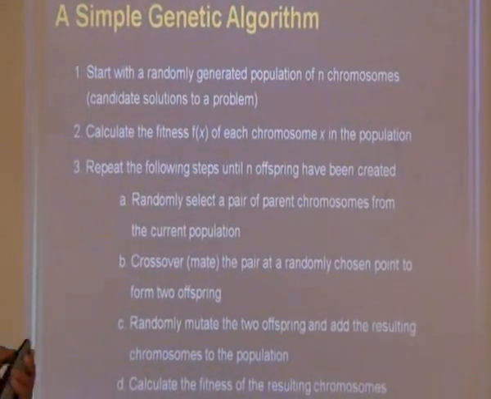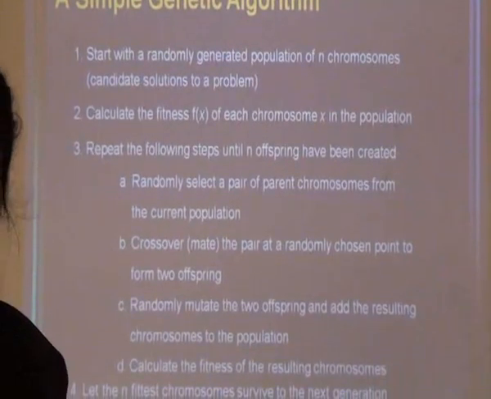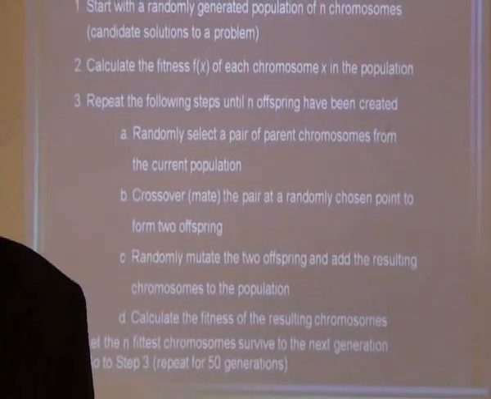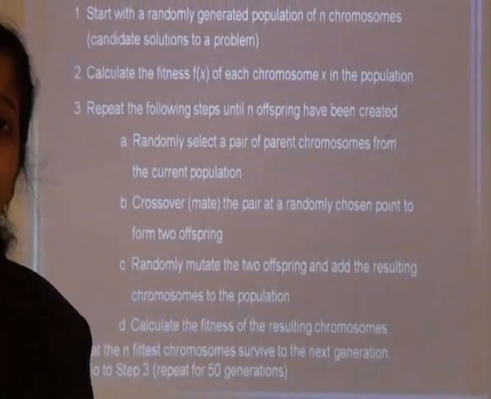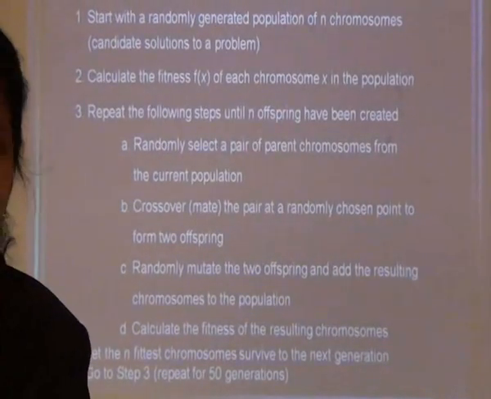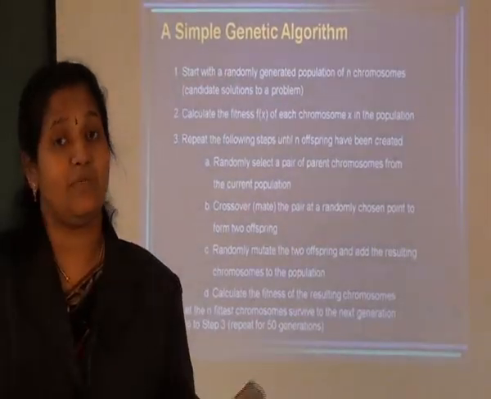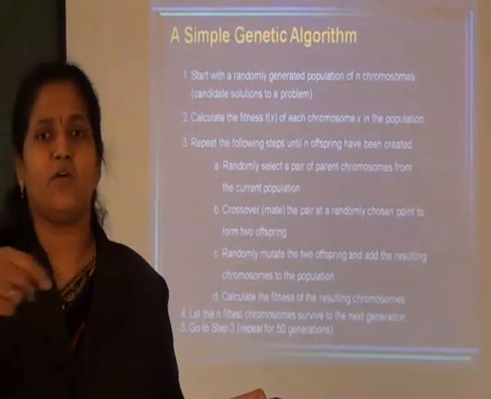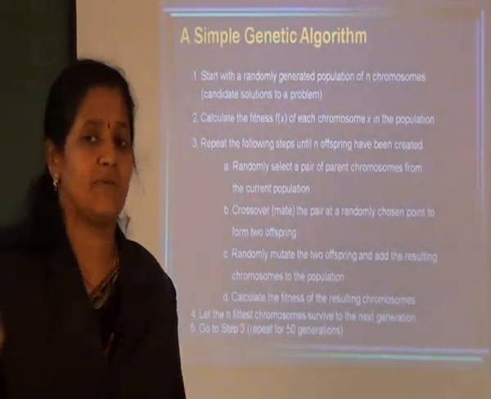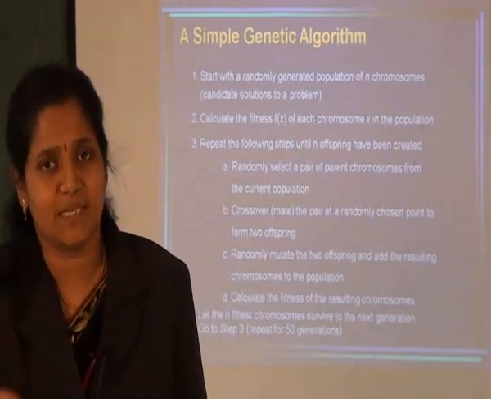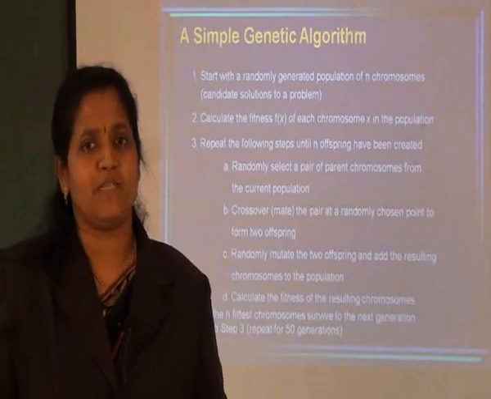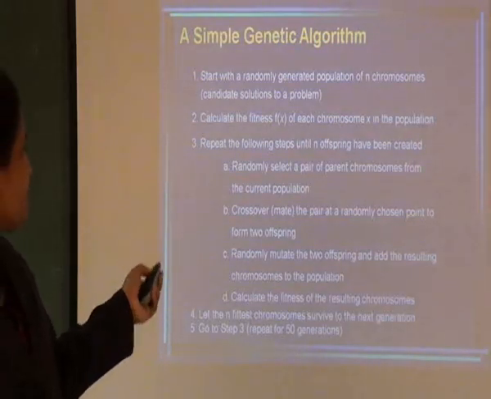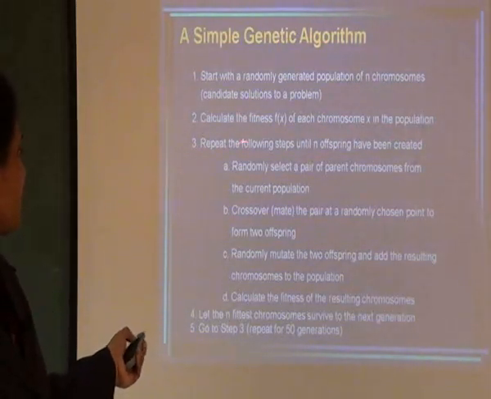Calculate the fitness of each chromosome. For a particular problem you can have n number of solutions, for example, for the traveling salesman problem. Are all the solutions efficient? No. So we need to identify which solution is efficient, even though it satisfies the constraint. So you need to calculate the fitness for every chromosome based on the nature of the application. There is a fitness function. The challenging task in the genetic algorithm is defining the fitness function. Once you define the fitness function, then you can easily identify the fittest chromosome. So calculate the fitness of each chromosome x in the population.